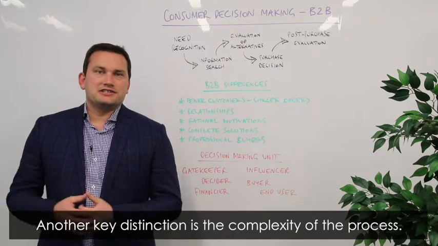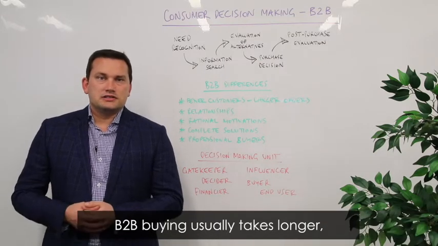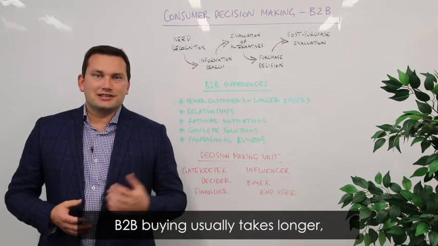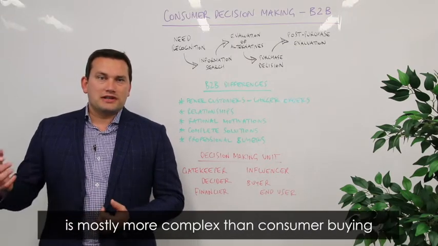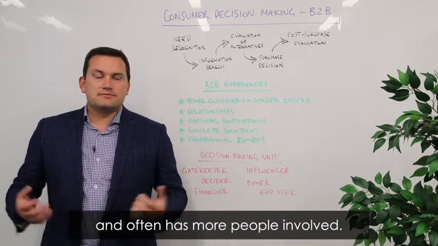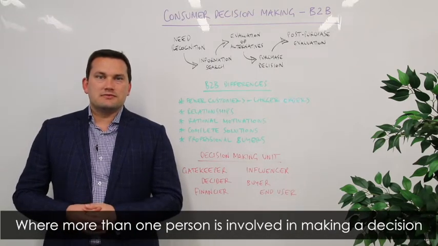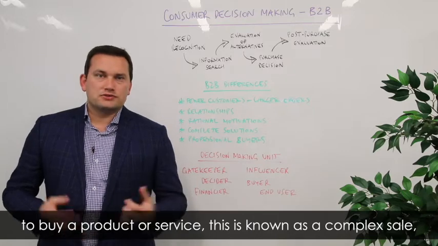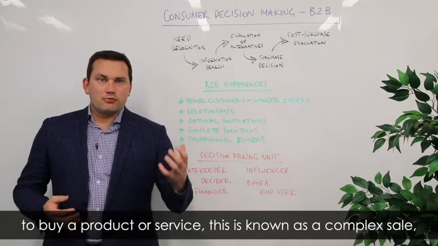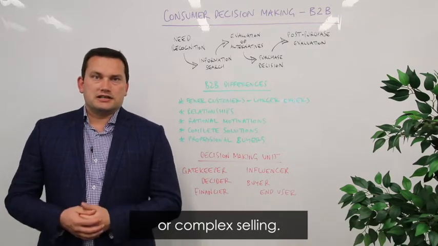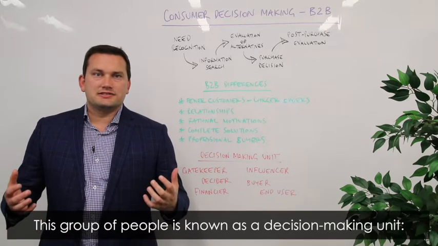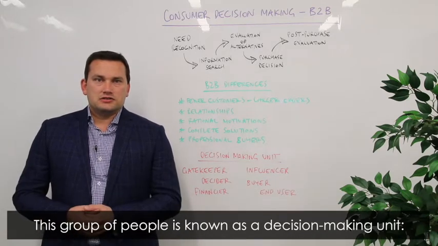Another key distinction is the complexity of the process. So B2B buying usually takes longer, is mostly more complex than consumer buying, and often has more people involved. And where more than one person is involved in making a decision to buy a product or a service, this is known as a complex sale or complex selling. And this group of people is known as a decision-making unit.